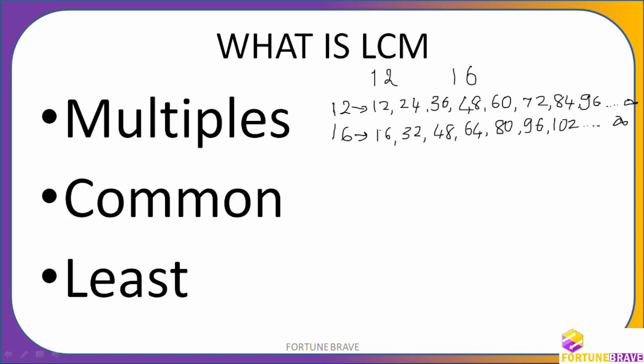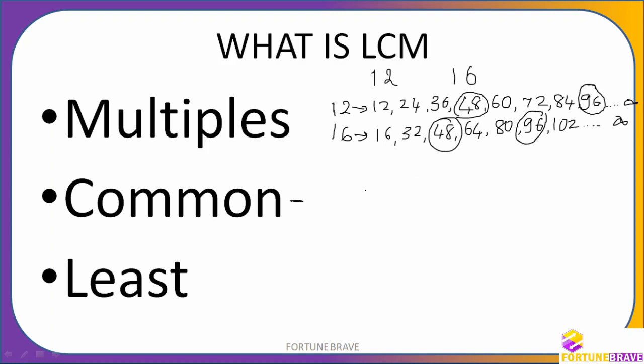So these are the multiples of 12 and 16. What are common here? We'll try to find the common ones. 36 is not common, 24 is not common, 48 is common. Then try to understand, once you get the first common one, the next common one will be a multiple of this. Just observe, there cannot be anything else. After 48, only 96 can be common here.